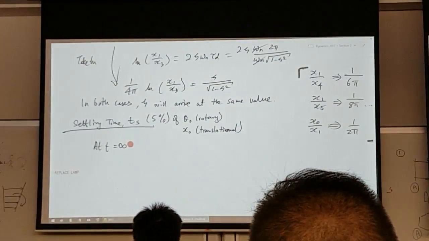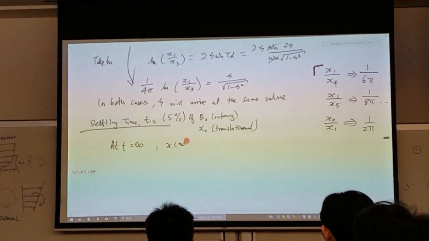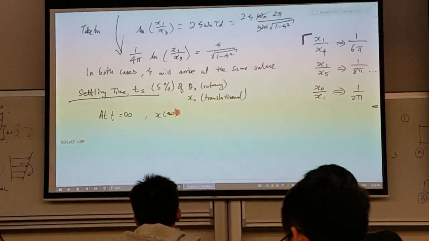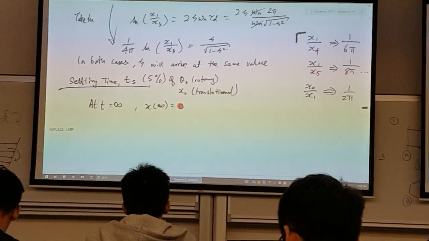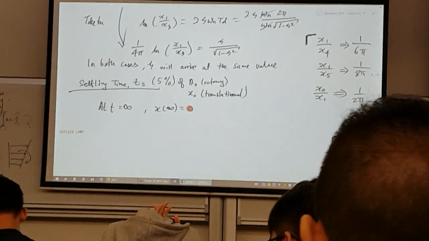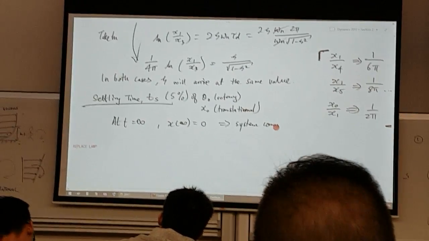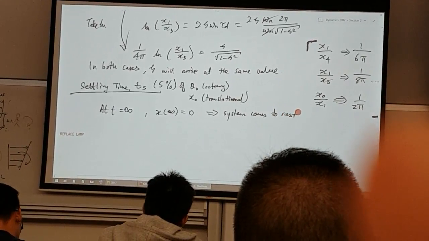So let's have a look at the expression. At time equal to infinity seconds, right? Infinity is for the case where the spring keeps on oscillating until time is infinity. So that is x equals x at time infinity. We must come to a standstill at 0 amplitude. So this one means the system comes to rest. That means it's not vibrating anymore.